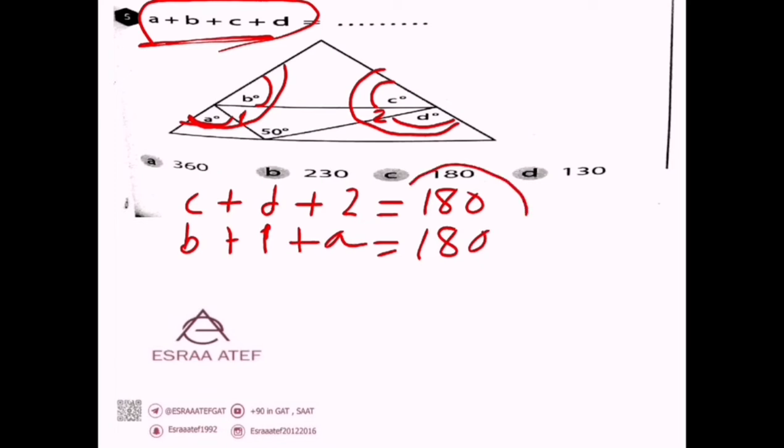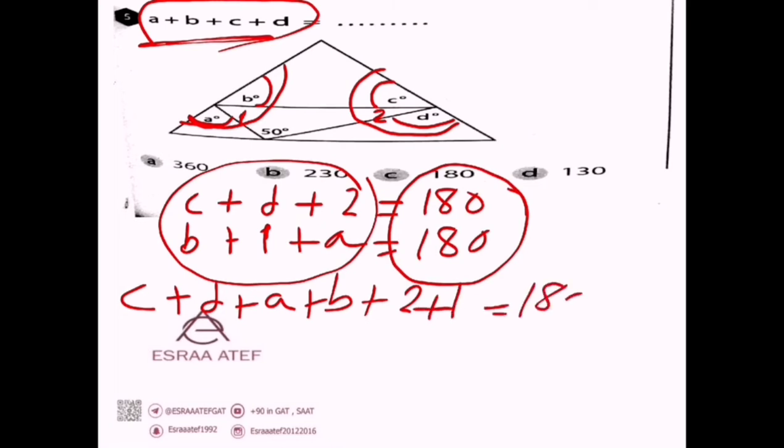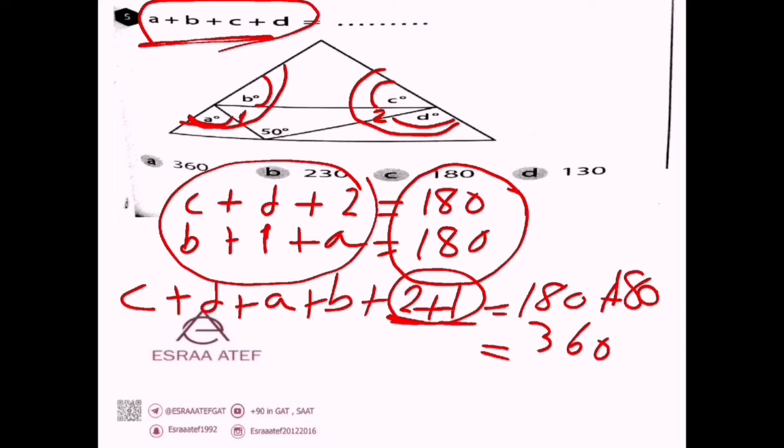So if I add them to each other, c plus d plus a plus b plus 2 plus 1 equals 180 plus 180, which means 360, yes? And the angle 2 and the angle 1, we can replace them by the value of them.